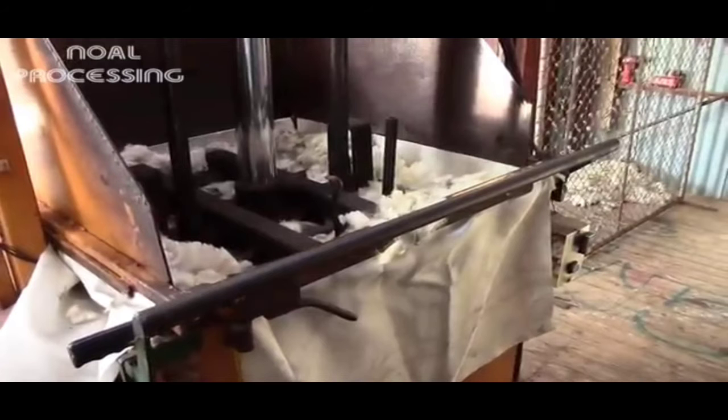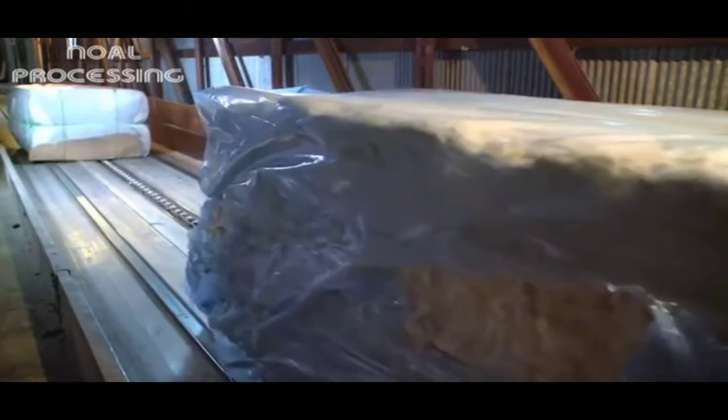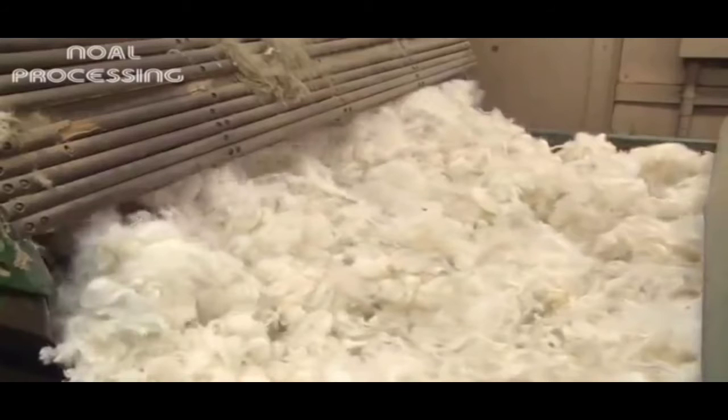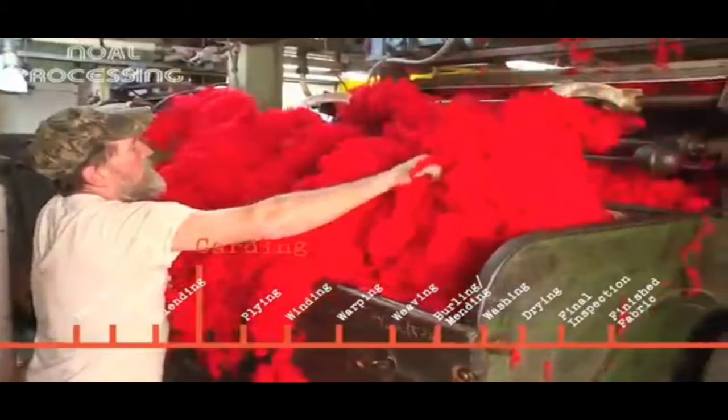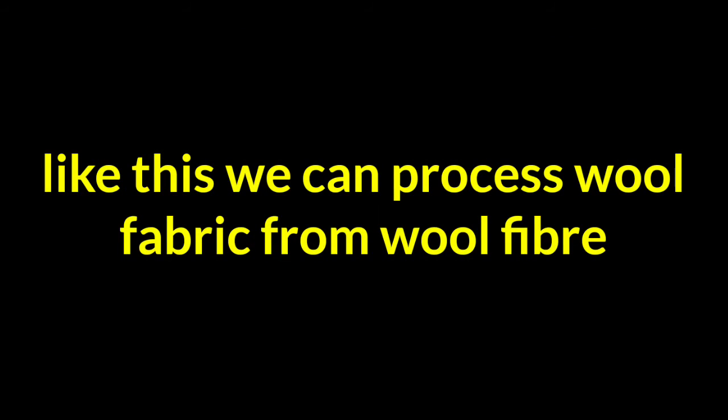After the shearing process, these bales of wool will be packed, and then transported to a mill for cleaning and combing. This cleaning and combing can be done by a machine. After this, the wool will be spun to form fibers. Later, these fibers will be woven or knitted to make cloths. Like this, we can process woolen fiber from wool. And with this, we finished the discussion about wool.